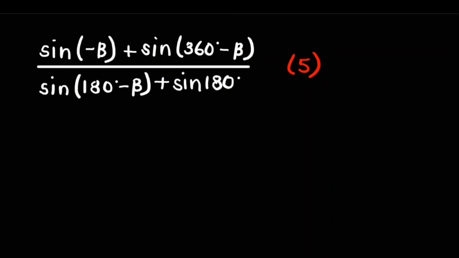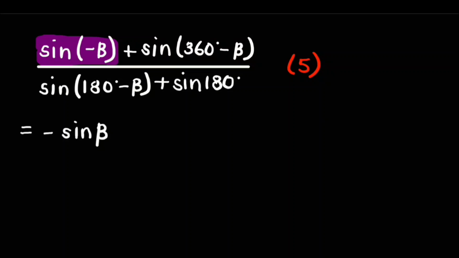So this question is for 5 marks. And we're going to start off by focusing on sine negative beta. Firstly, sine of a negative angle is negative sine of that angle. So that simplifies to negative sine beta.